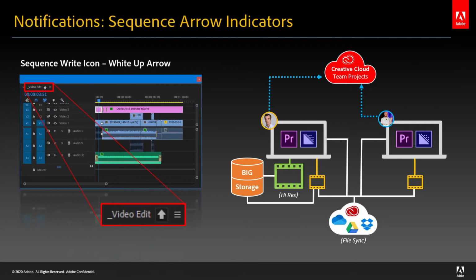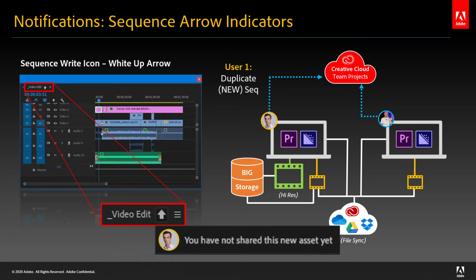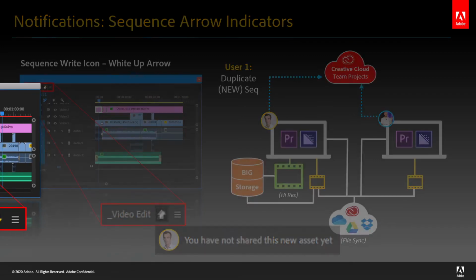Now we'll take a look at the coloured arrow icons on the end of timeline names. New sequences or files added to a team project that have not been shared into a version show a white up arrow. This indicates that these assets are not yet part of a team project's version. The up arrow will be removed after a share changes is executed.